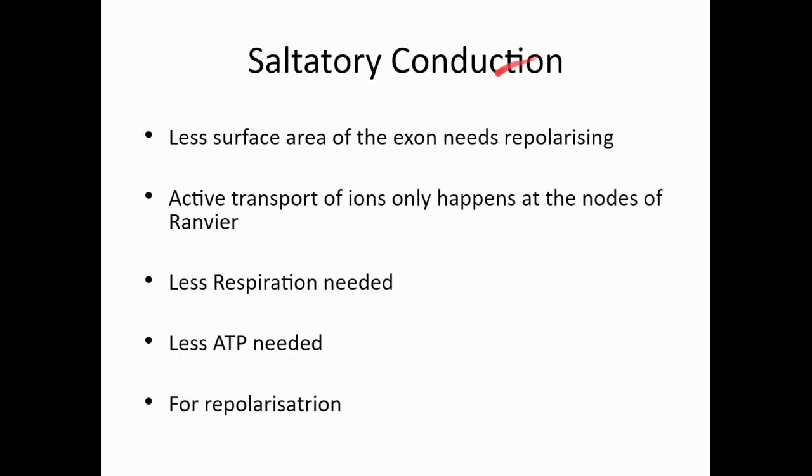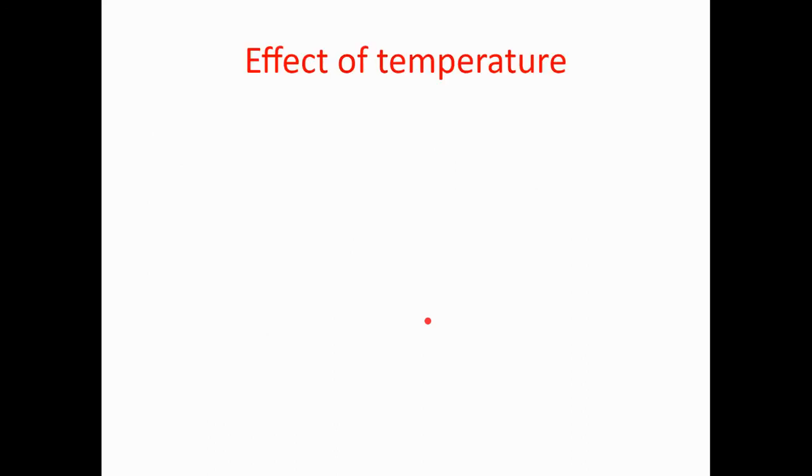Okay, so saltatory conduction requires less energy. This is meant to say axon, sorry about that. And that's because active transport of the ions only happens at the nodes, like we said. So there's fewer sodium potassium pumps. The ions are less likely to leak out because of the insulation, and therefore less respiration is needed, less ATP is needed in order to maintain the ions in the correct positions.